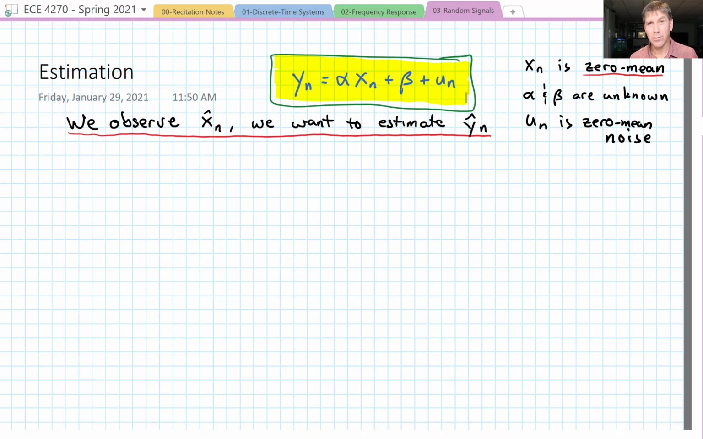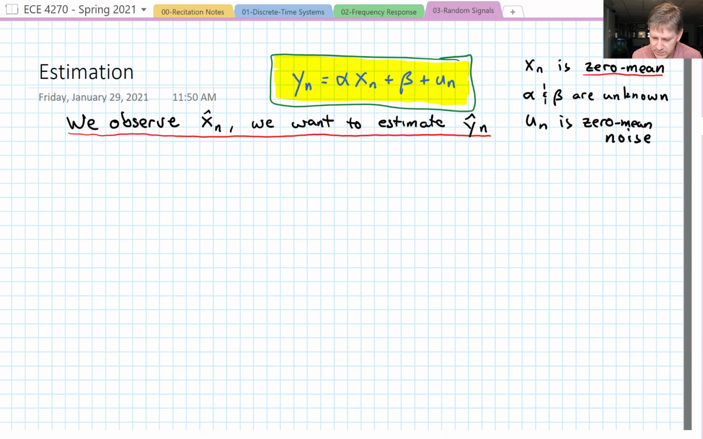This is, by the way, a special case of, or related to, what goes on with adaptive filters. In adaptive filters, you're not just estimating a linear relationship, alpha x plus beta type of thing. Instead, you're estimating a whole filter where alpha would be a vector multiplied by x at different lags. But the process is very, very similar. So this is a good place to start.